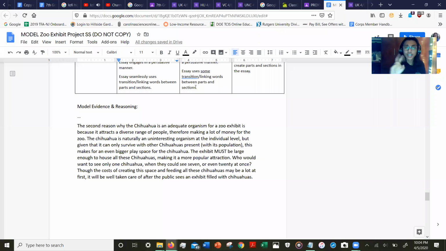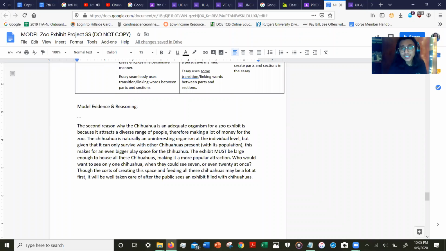That's reasoning. Next sentence. The Chihuahua is a naturally uninteresting organism. This is a constraint I've identified. Well, constraints are generally things that hold me back. But hey, this is persuasive, so I'm going to use this to my advantage. Here I use individual level and also population, which are vocabulary words that I should be seeing. But using the constraints I have, it's a naturally uninteresting organism, and a Chihuahua can only survive with other Chihuahuas. And again, that's all just evidence. I'm identifying what is simply evidence.